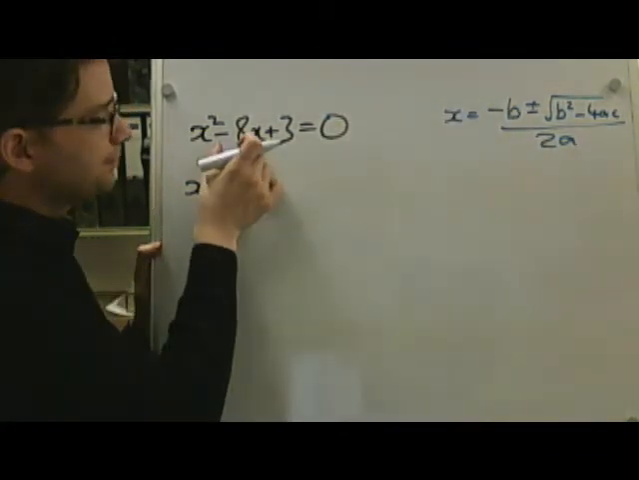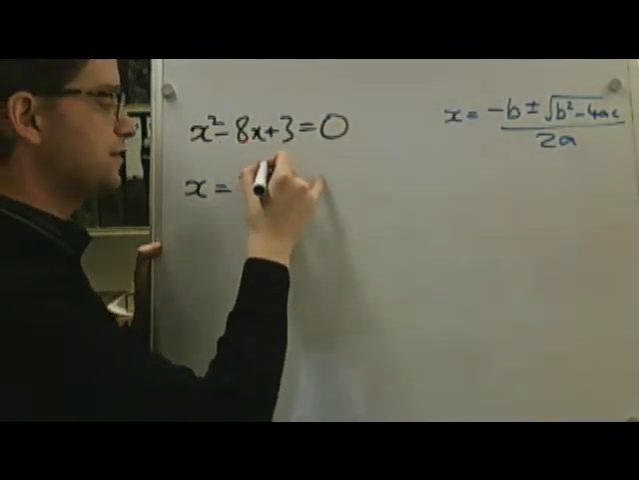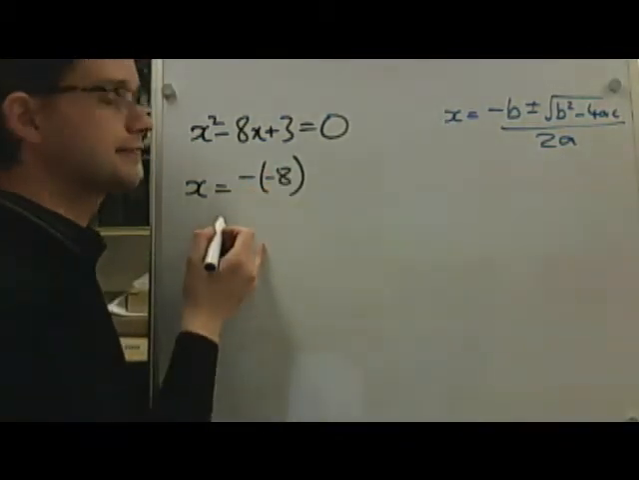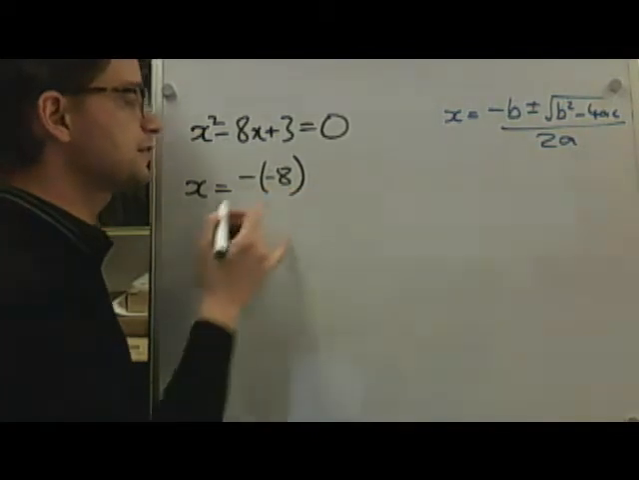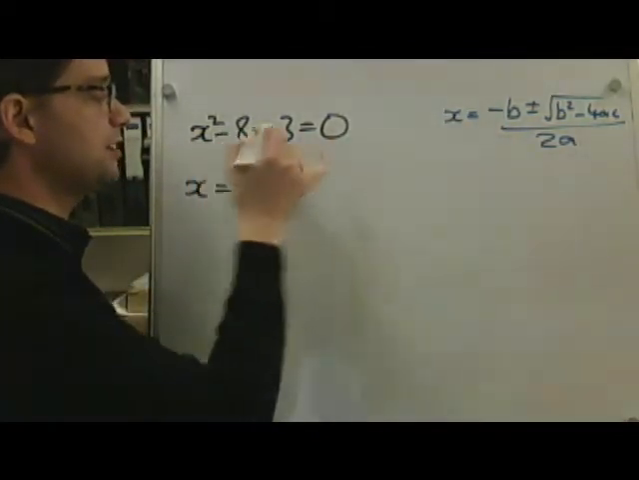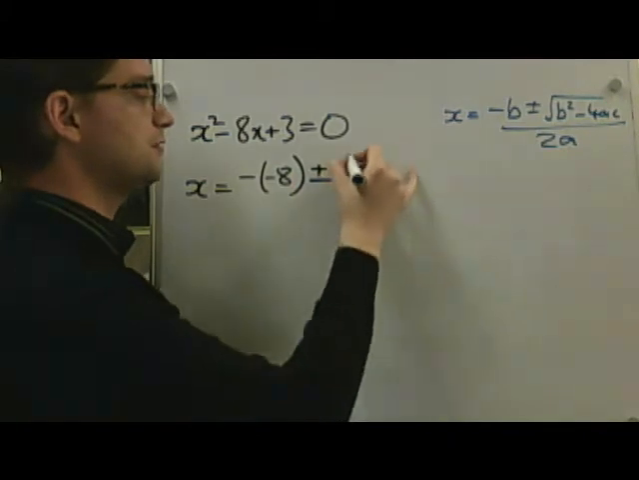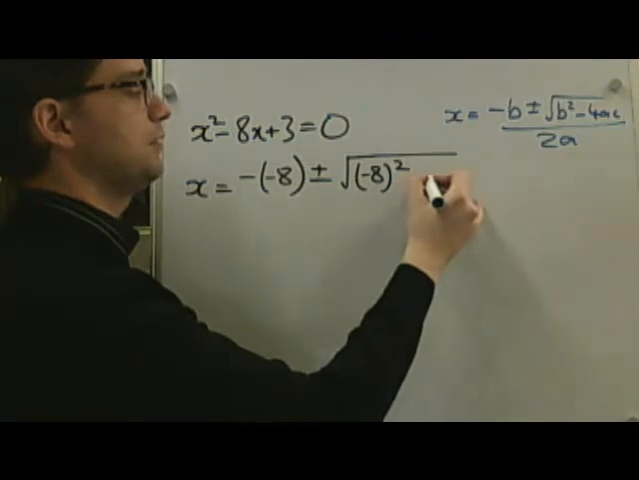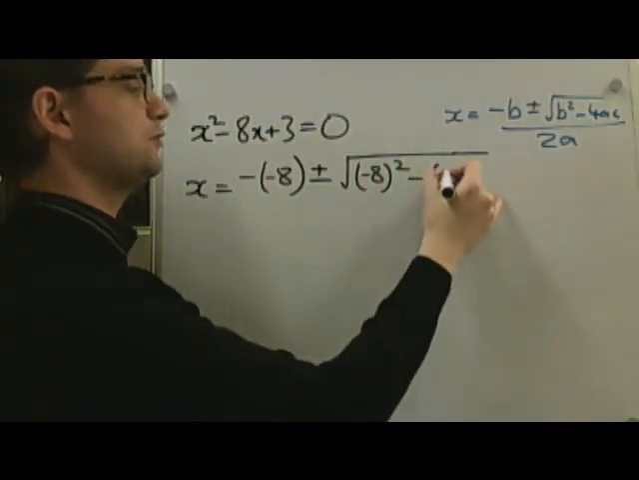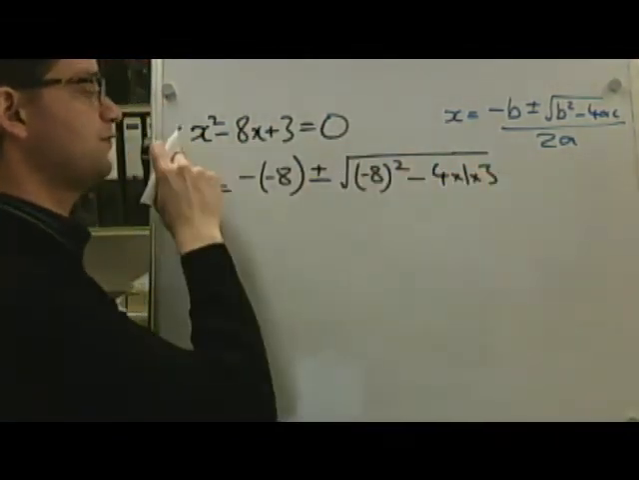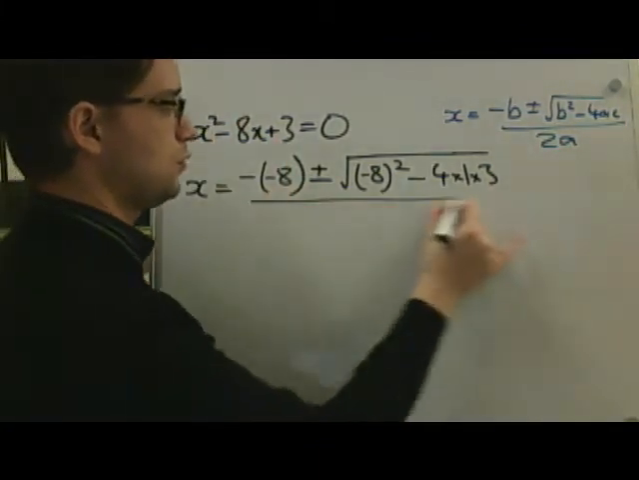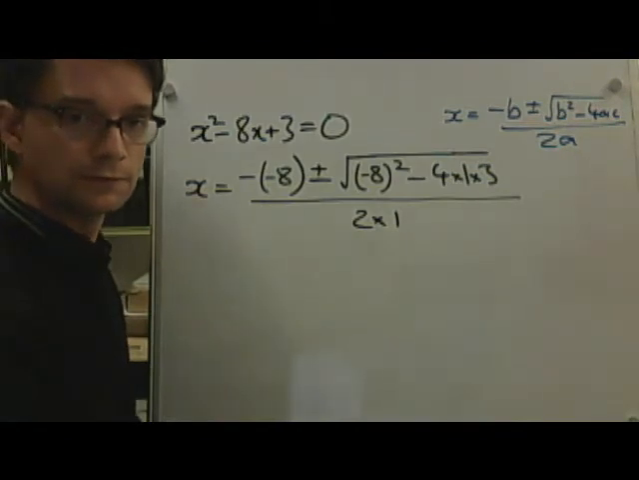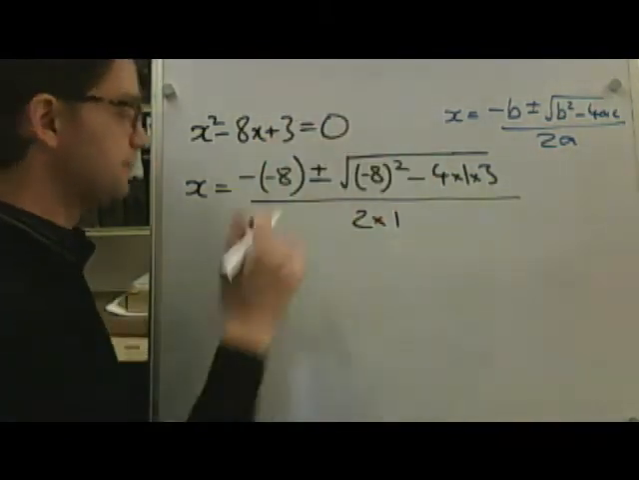So all I have to do is just be careful of the minus signs basically. Minus b. Well, for now, for the sake of showing you how this works, I will write minus 8. I probably wouldn't do that in practice, but minus b is minus 8. Plus or minus the square root of minus 8 squared minus 4 times 1 times 3, that's 4ac, all over 2 times 1. Okay? So that's just sticking the numbers in the formula.